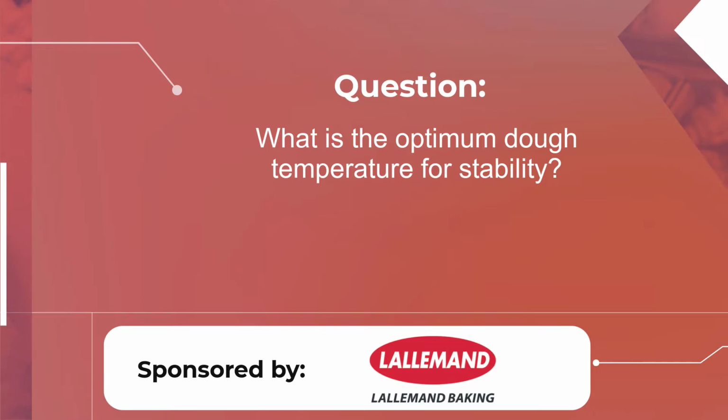For stability, in general, in the industry, a temperature of 76 to 80 degrees Fahrenheit is the final dough temperature you're looking for in most processes. Depending, of course, it might be a little bit colder during the hot summertime. You might want a slightly colder dough, but in general, overall temperature is 77 to 80 degrees Fahrenheit.